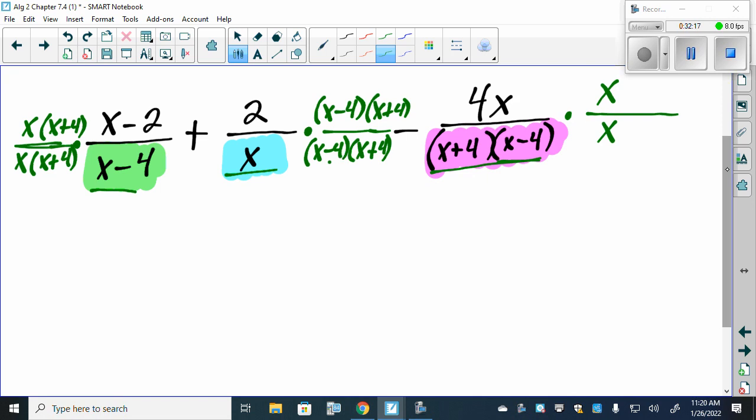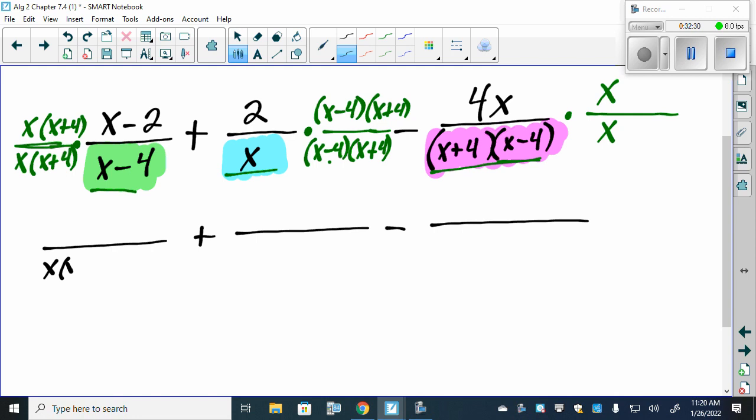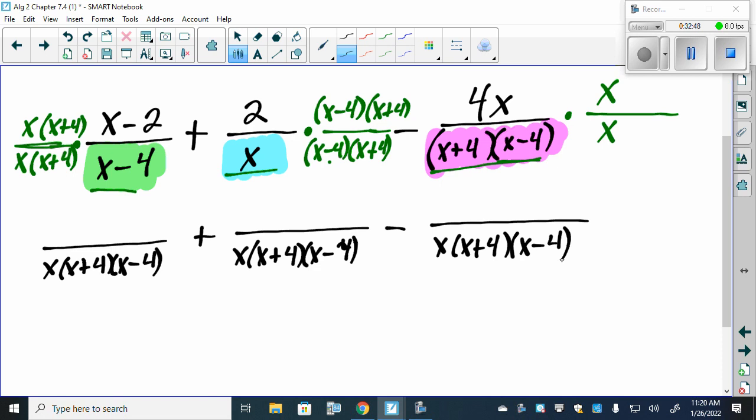All right. Now, we're going to be multiplying these together. And luckily for us, the denominator is just going to be x times x plus 4 times x minus 4. And probably by the end of this problem, you'll be tired of writing x times x plus 4 times x minus 4. Maybe for some of y'all, you were already tired of writing it before we even started.